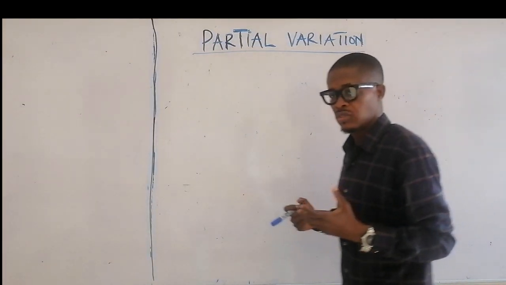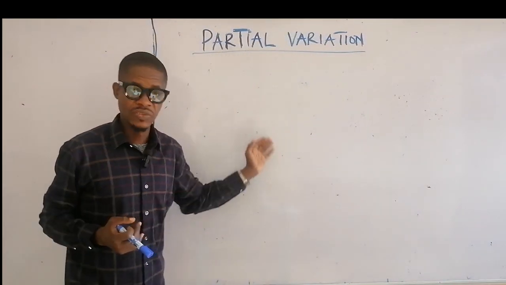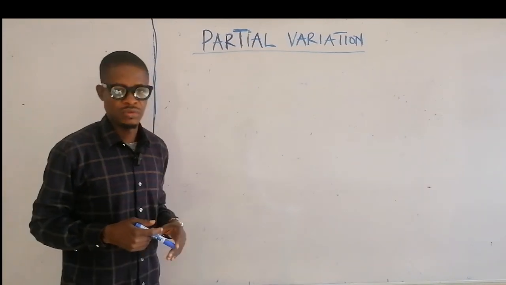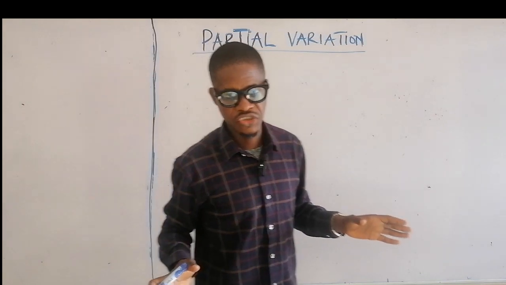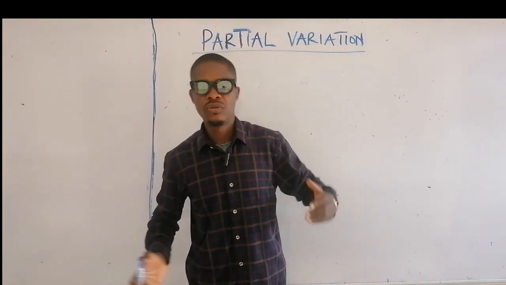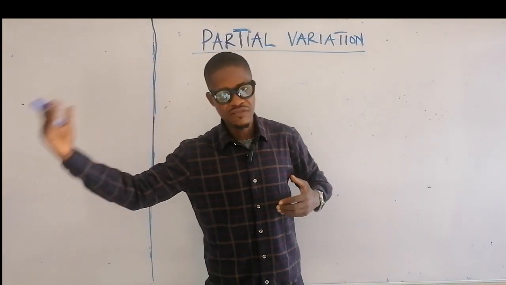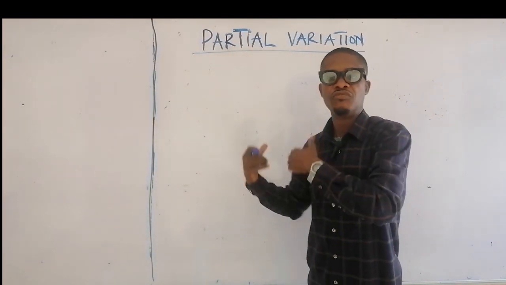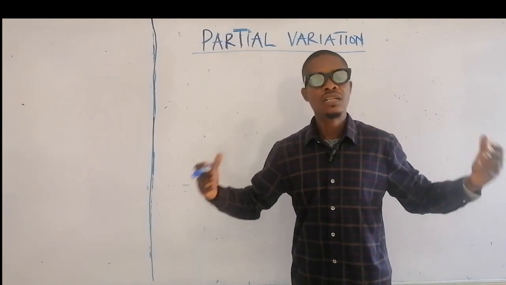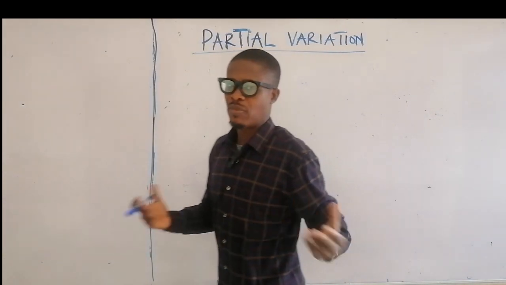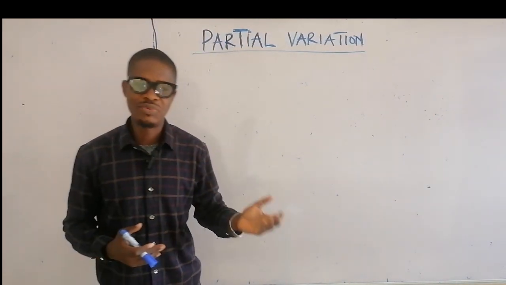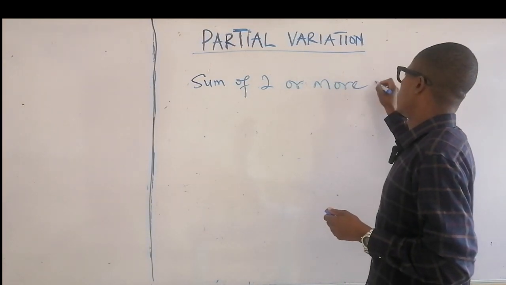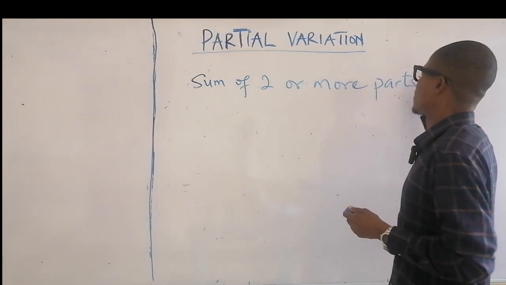Welcome back to the last segment on variation. This is the fourth kind of variation, which is partial variation. We've already discussed direct variation, inverse variation, and joint variation in the previous videos, and this is the last part on variation. So what is partial variation? We can explain it as the sum of two or more parts.